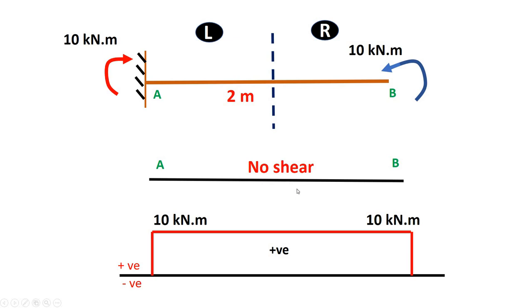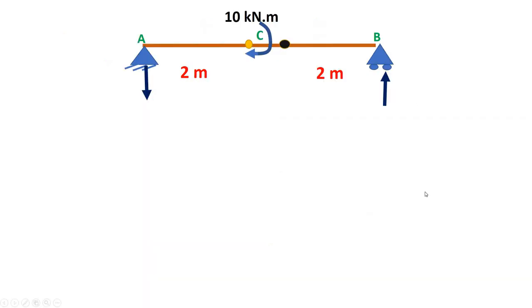Okay, for the same you can refer to my lecture on positive and negative bending moment diagram, as well as sagging and hogging bending moment. Now next and last example.